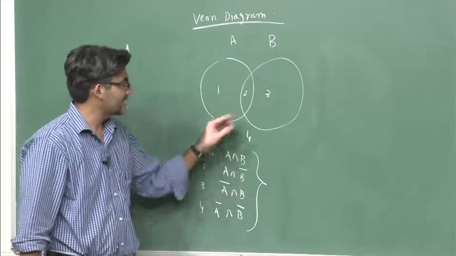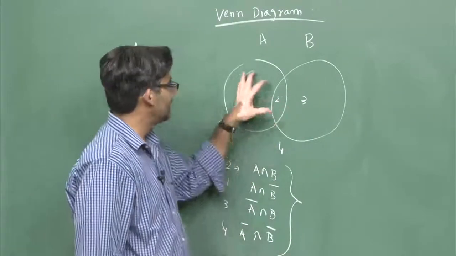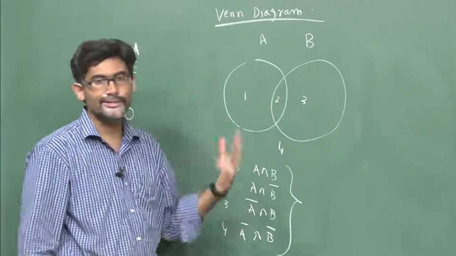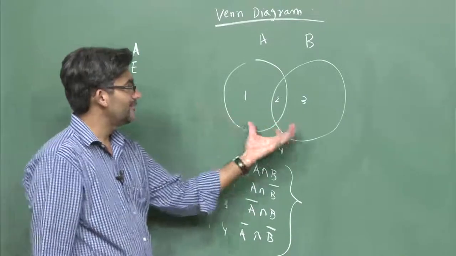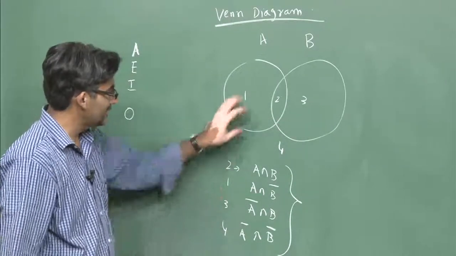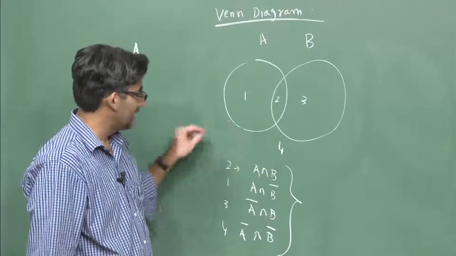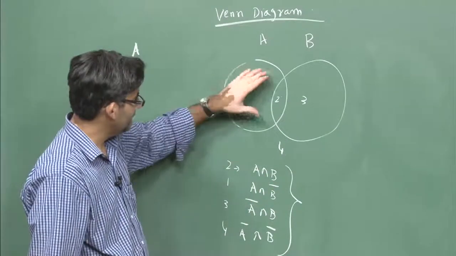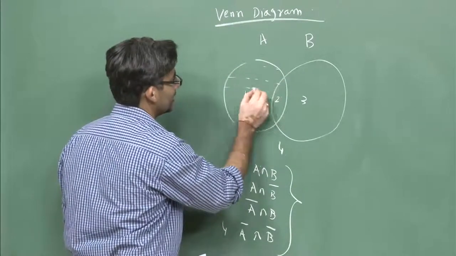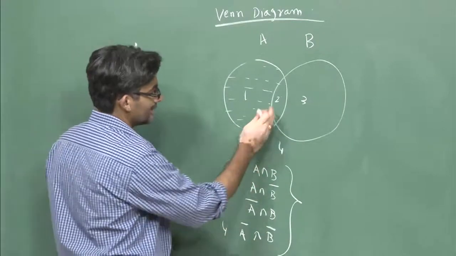So the first one is A intersection B. For example, if you say all men are mortal, then A is referring to men and B is referring to mortality. These are the two categories which we are trying to relate with the help of Venn diagrams. So this portion is referring to A intersection B, and this particular portion, till here only, is referring to A intersection B bar.